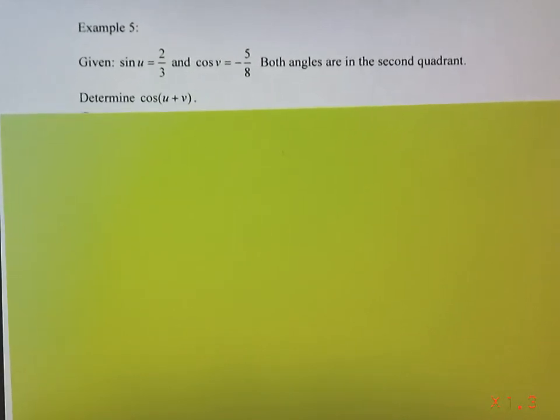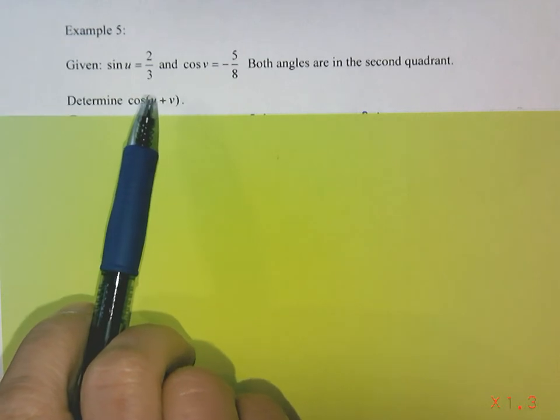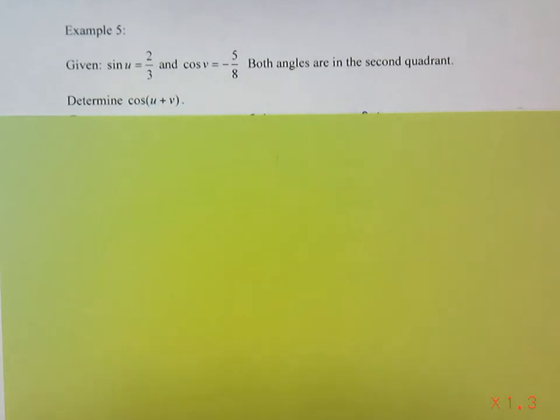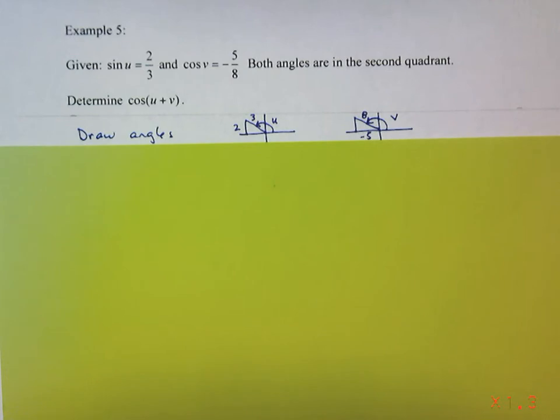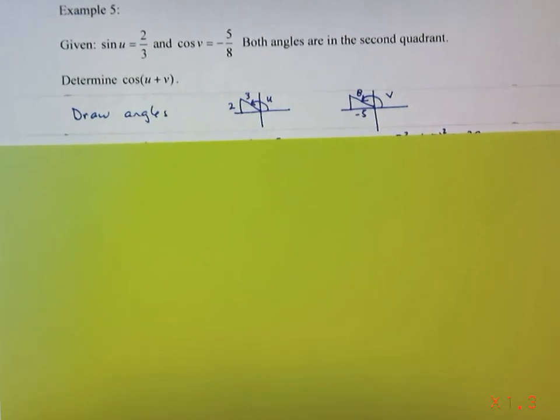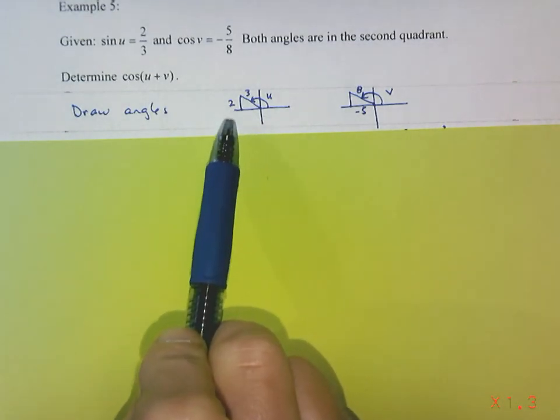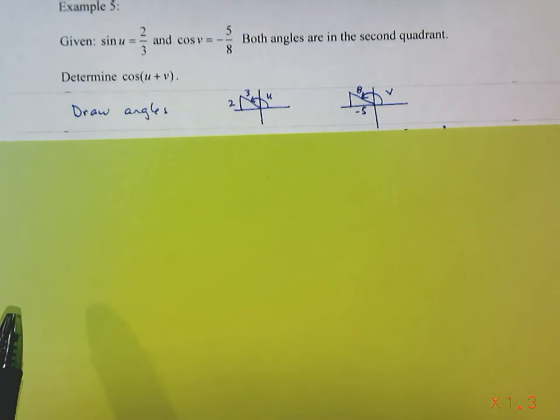The other way that you can see this in the textbook is by given information. So I'm given sine of u is equal to 2/3 and cosine of v is equal to negative 5/8. And I'm told both angles are in the second quadrant, and I want to find cosine of u plus v. So I'm actually going to draw the angles. So angle u, the sine of angle u is 2 over 3, it's in the second quadrant.